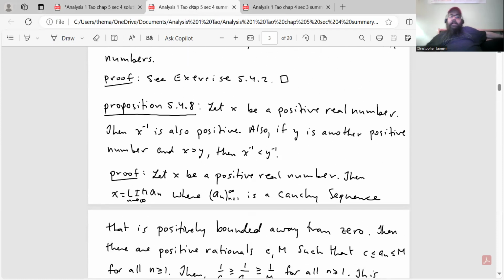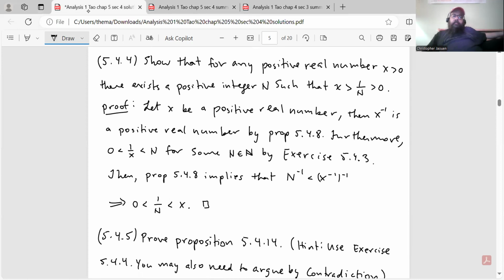That is this one here. Let x be a positive real number, then x inverse is also positive. Also, because we're going to use this in a second, the other part of proposition 5.4.8 says if y is another positive number and x is greater than y, then x inverse is less than y inverse. Furthermore, 0 < 1/x < N for some N in the natural numbers by exercise 5.4.3. Then proposition 5.4.8 implies that N inverse < (1/x) inverse = x, which implies that 0 < 1/N < x. And that proves that statement.